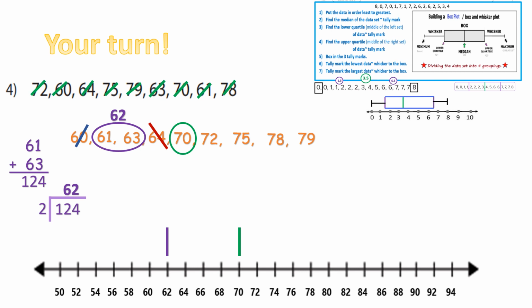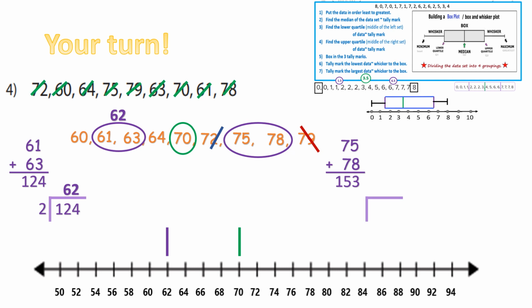Then you went to your upper quartile, which is step 4 in the process, and we looked at everything to the right of the 70. So we started with crossing off 72 and 79. We had 2 numbers in the middle, and when there's 2 numbers in the middle, then I know I have to add them and divide by 2. So hopefully you added 75 and 78, and you found out that that's 153. And then when you divided that by 2, you got a decimal of 76.5.